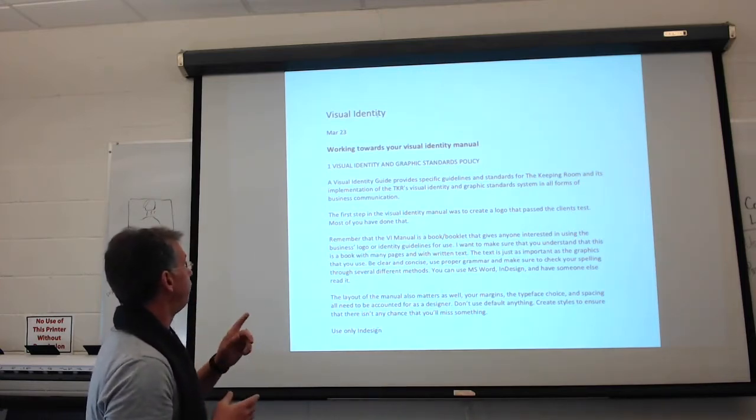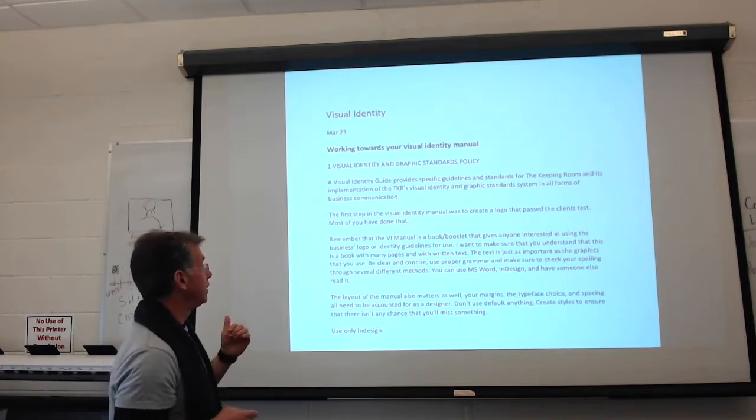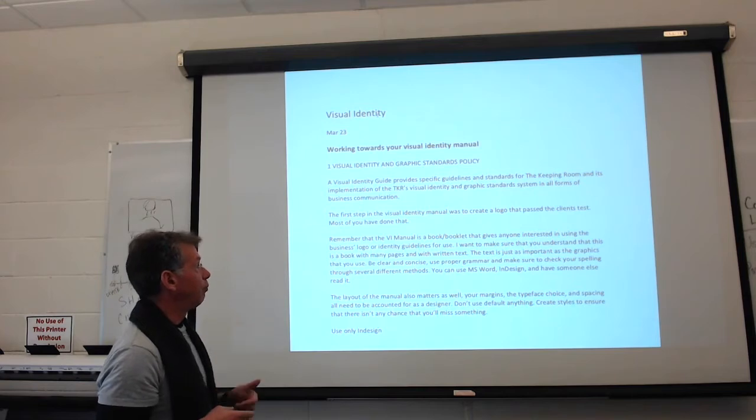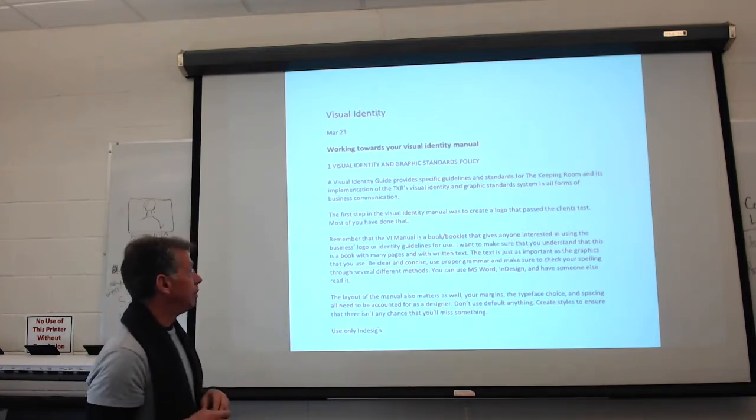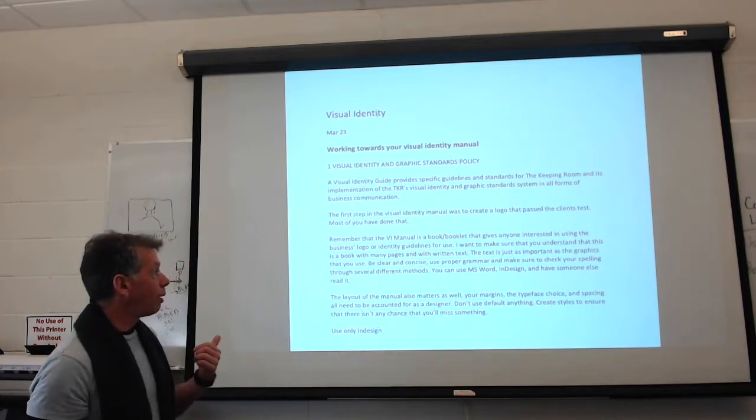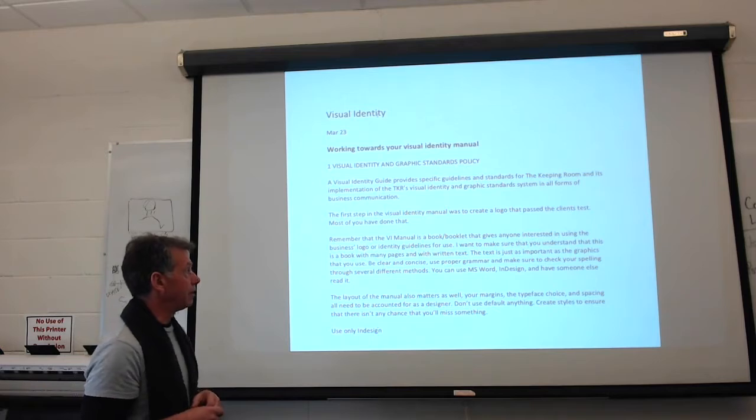Okay, so remember the visual identity manual is a book or booklet that gives anyone interested in using a business's logo or identity guidelines for use. I want to make sure that you understand that this is a book with many pages and with written text. The text is just as important as the graphics that you use. Be clear and concise, use proper grammar, and make sure that you check your spelling through several different methods.